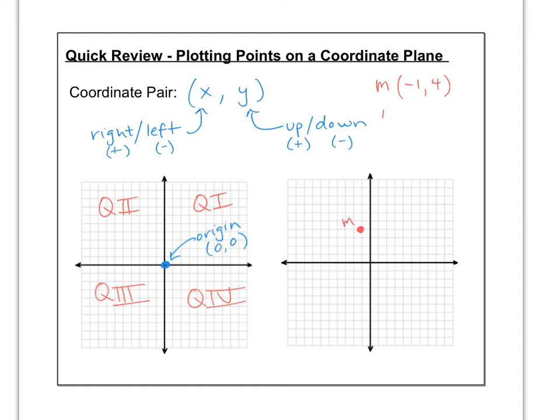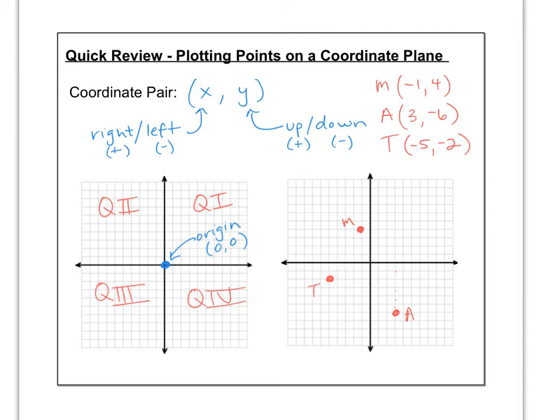Let's try another one. Let's go point A, and let's say that is at 3, -6. I'll give you a second. Think about which way do you go. It should be right 3, down 6, and it should end up kind of down where I've put it on the graph there. And let's do one more. Let's do point T at -5, -2. Which way do I go? Left 5, down 2. Here's T.